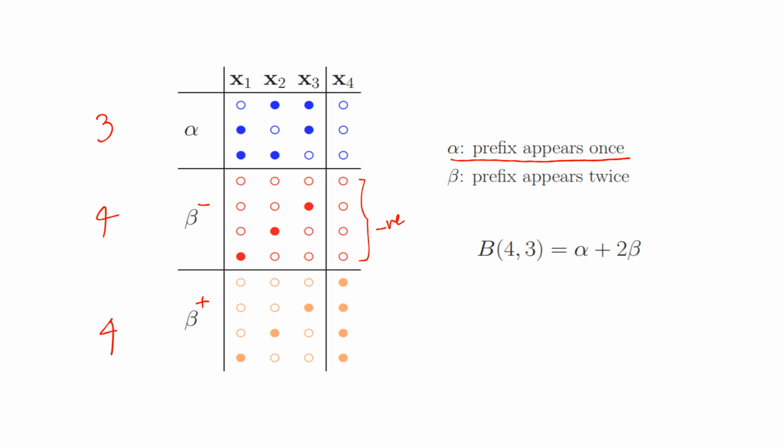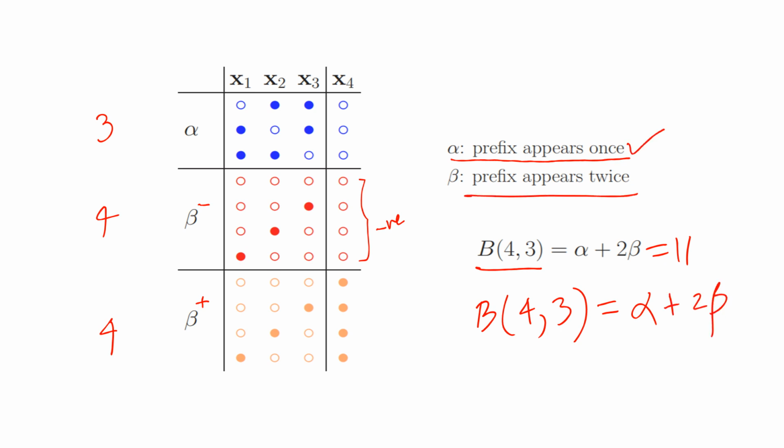And because we started with this value B(4,3), which was 11, we can now safely say that B(4,3) equals alpha plus 2 beta, because here it is alpha plus beta plus beta, and this is 11. So we can definitely say for this situation at least that B(4,3) is this alpha, which we define as prefix appears once, plus 2 times beta, which we define as prefix appears twice. So this is my basic definition.